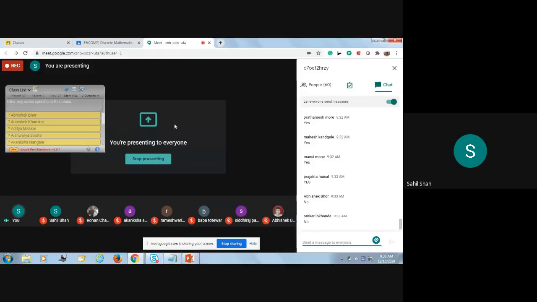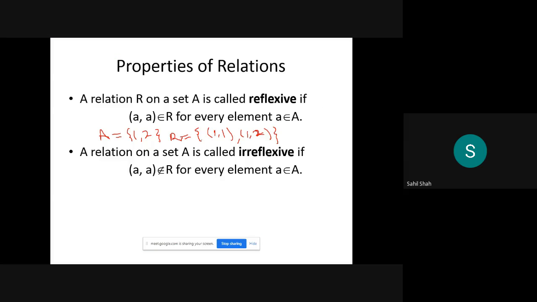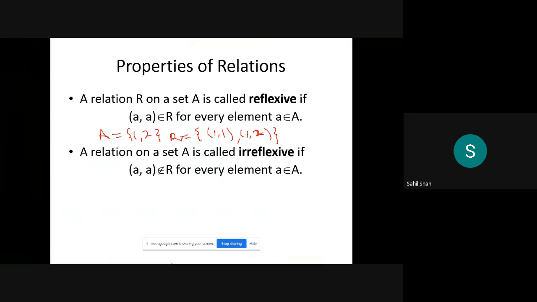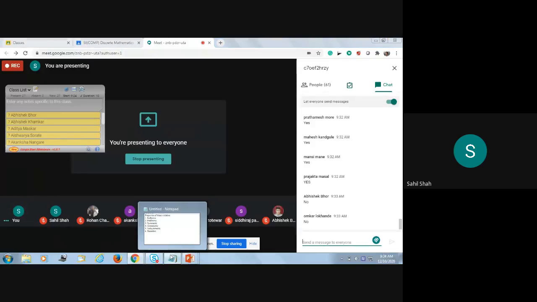So is it reflexive? No. Why is it not reflexive? Because I am not observing a pair 2 comma 2 which is present in R. Are you ready? I must have 1 comma 1 as well as 2 comma 2 in order to be a reflexive relation. Let me take another example for your understanding.